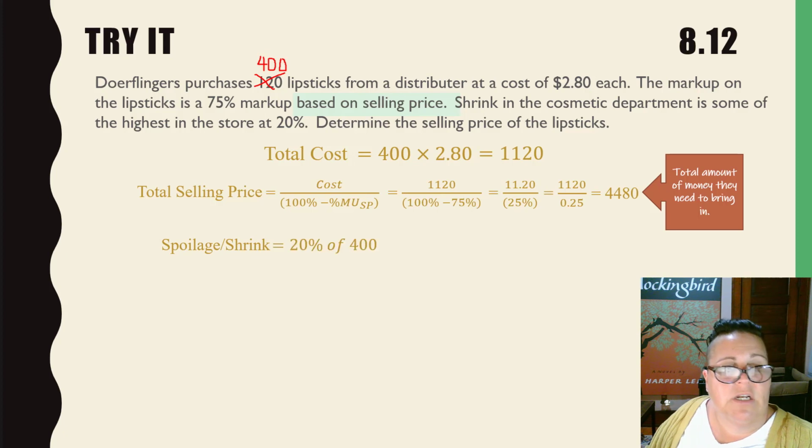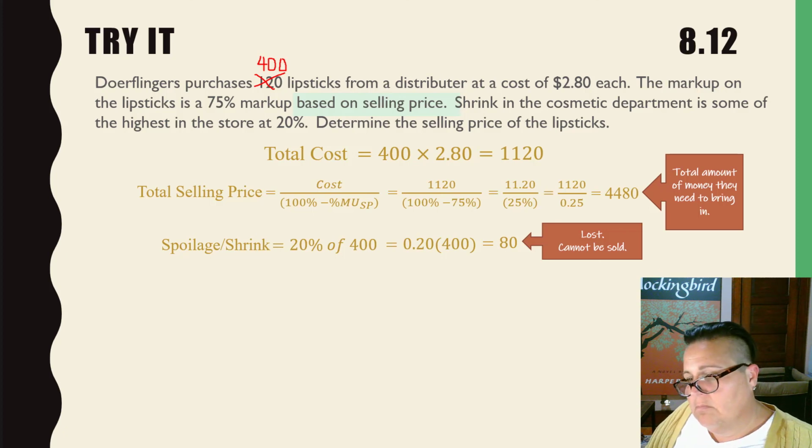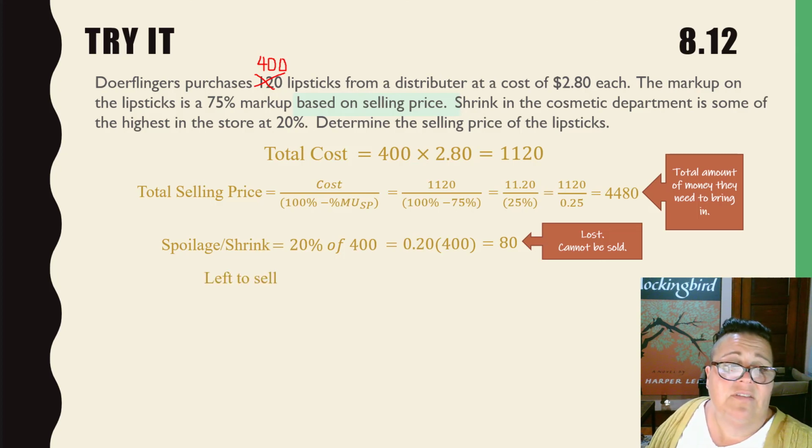I made the right decision. So we need to expect to lose 20% of 400, or 80 lipsticks. That means 80 lipsticks are going to be lost to whatever reason: theft, inventory, some 3-year-old smashed it into his face. And those 80 cannot be sold. That gives us 400 minus 80, or 320 lipsticks left to sell.